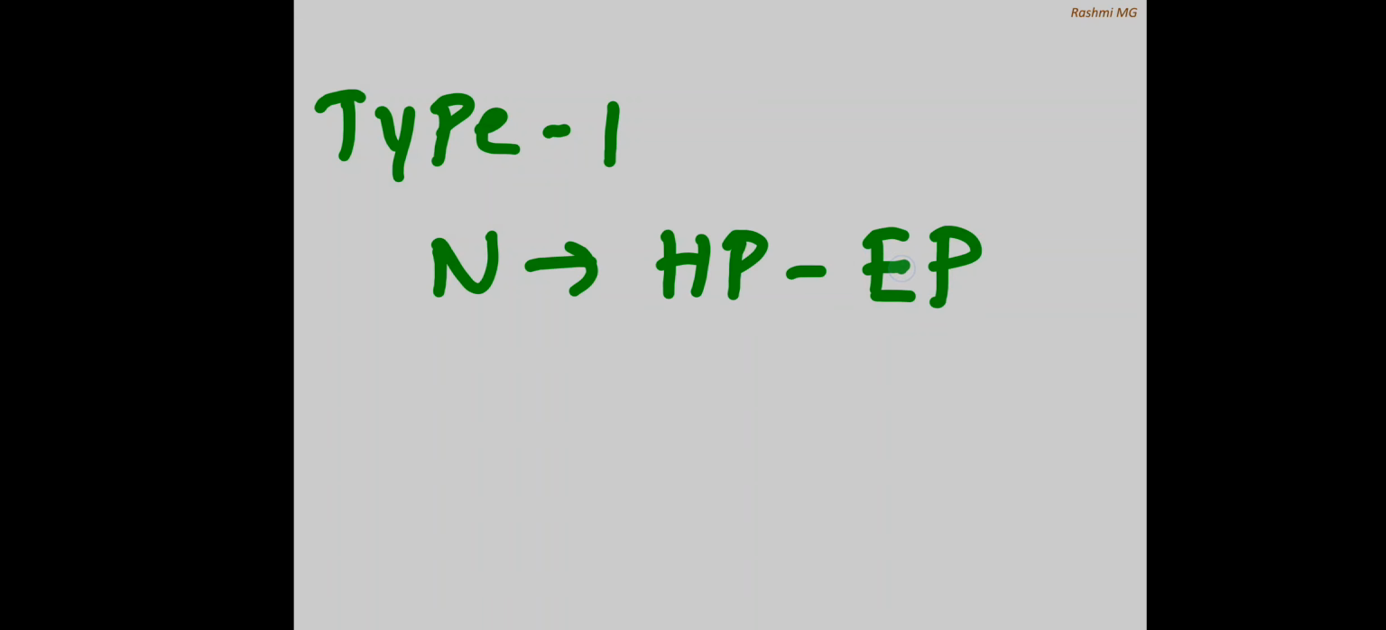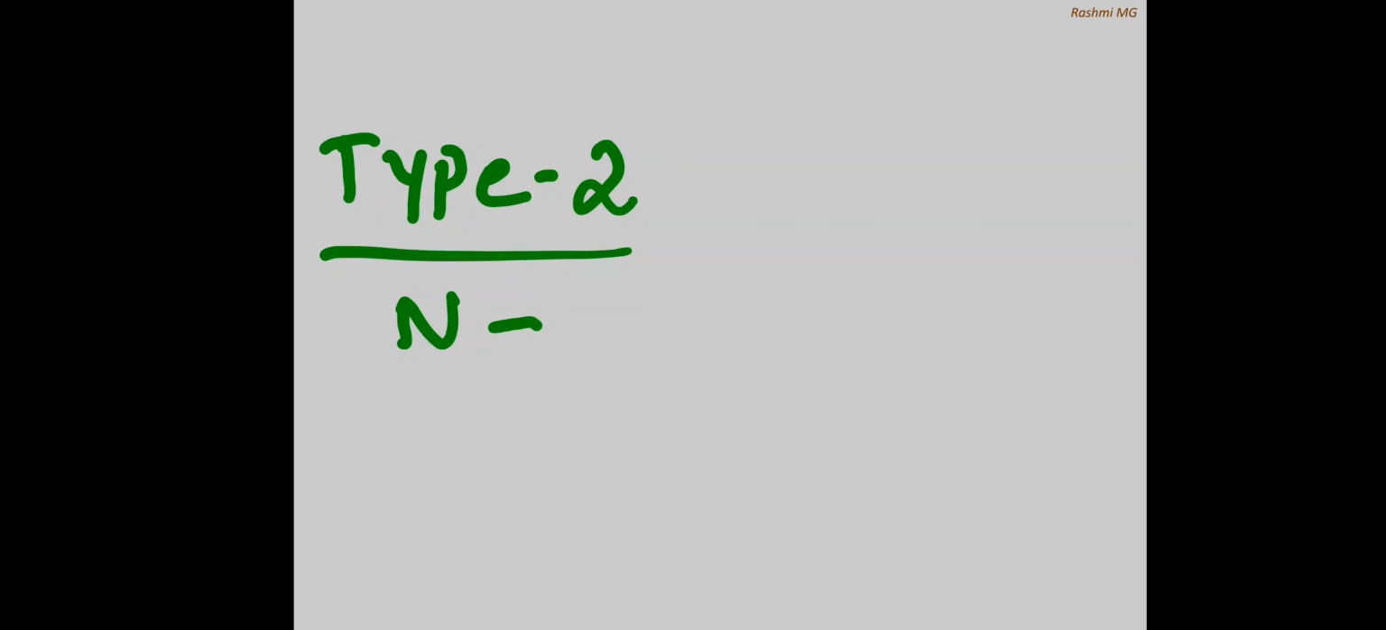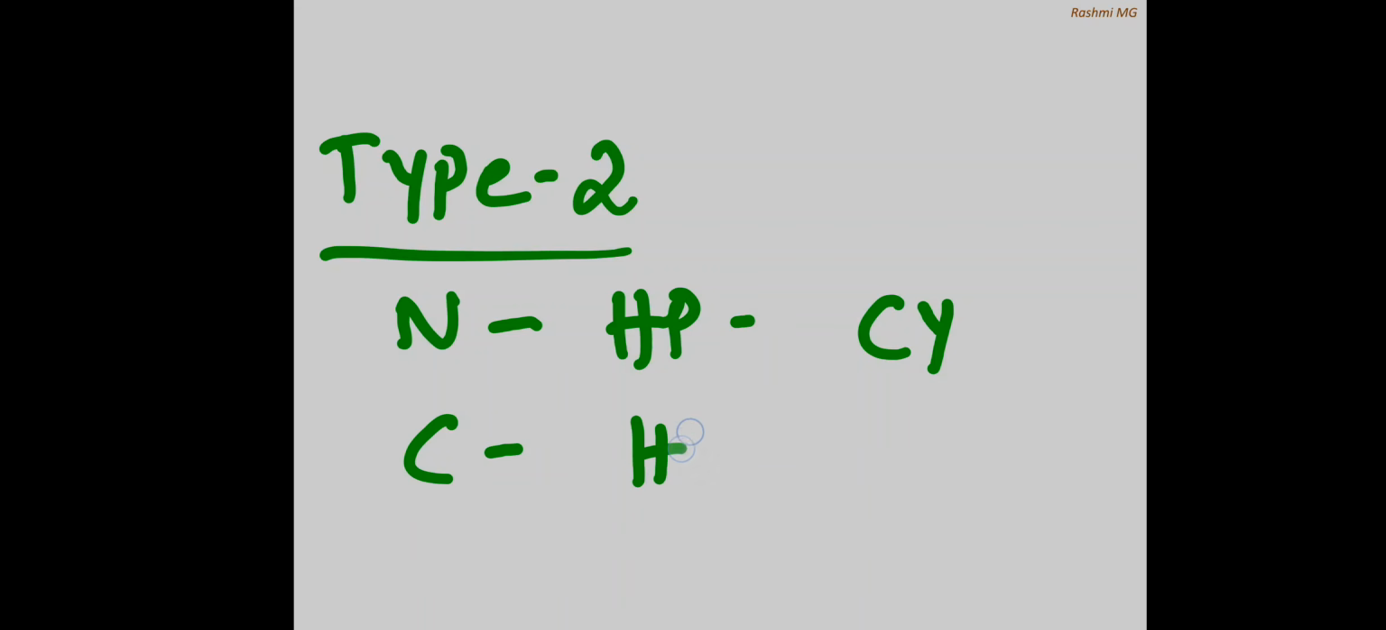In type 1, the N terminus, which is hydrophilic, was on the exoplasmic side, and the C terminus, which is hydrophobic, was on the cytosolic phase. And also we learned about type 2, which has the N terminus, which is hydrophilic, towards the cytosolic phase, and the C terminus, which is hydrophobic, present towards the exoplasmic side.